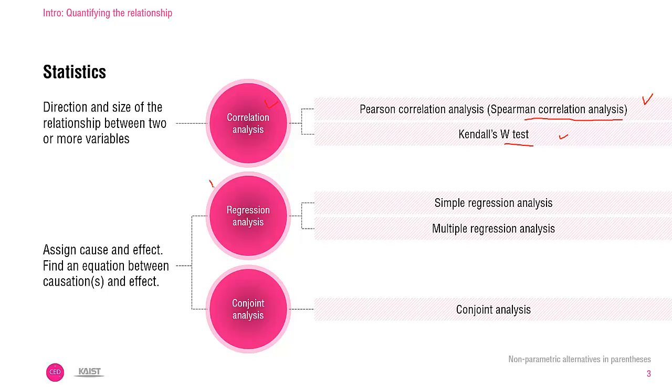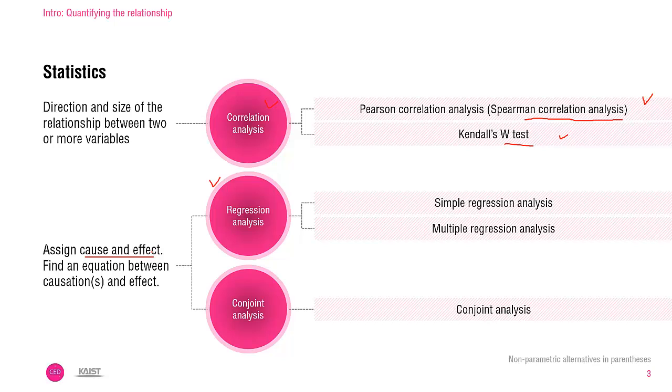The second category is regression analysis. In Korean, it is 회귀 분석. Perhaps you have heard about regression analysis from somewhere because it is one of the frequently used statistics across different disciplines, including marketing and design studies, of course. In correlation analysis, the relationship between variables is examined, but there is no cause nor effect. However, for regression analysis, you assign the roles.